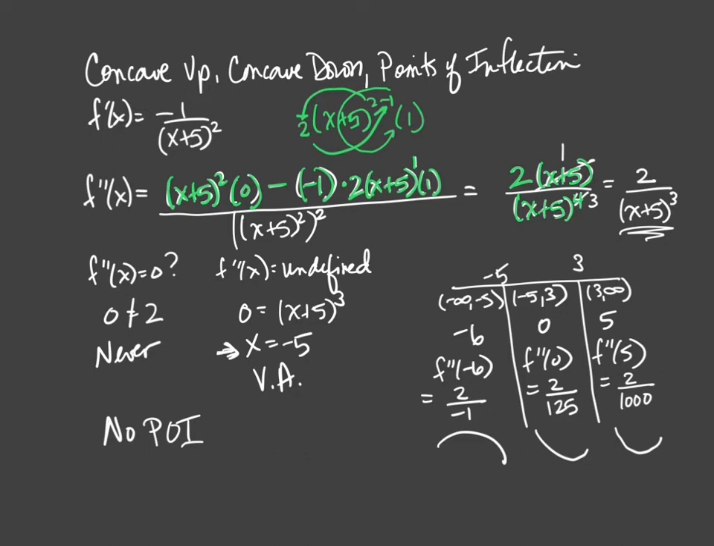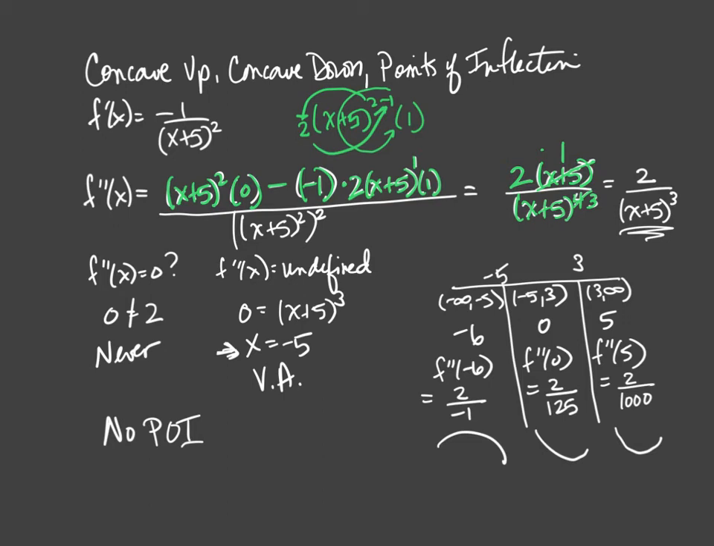And then I can see I have a factor of x plus 5 in the numerator and in the denominator. So if I factor one of those out and simplify, reduce, then I'm left with 2 in the numerator, and then I'm left with 3 factors of x plus 5 in the denominator.